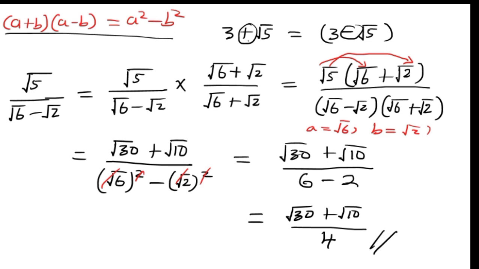I know some of you might be tempted to say that the square root of 30 plus the square root of 10 will give us the square root of 40. No, they are not like surds, so we cannot add them, so we leave it this way. This is a way of leaving this expression.